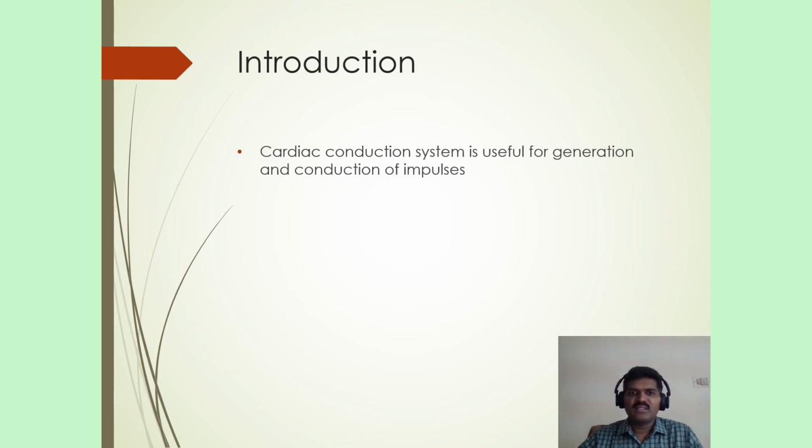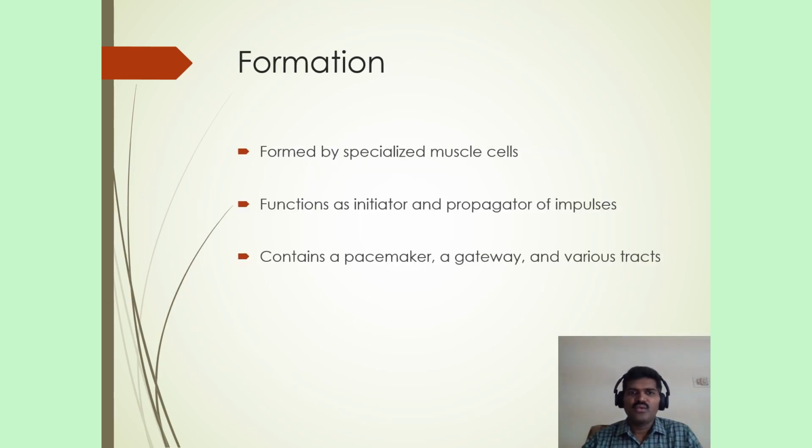So let's begin with cardiac conduction system. Cardiac conduction system is useful for generation and conduction of impulses. It is formed by specialized muscle cells. Functions as initiator and propagator of the impulses. It contains a pacemaker, a gateway, and various tracts which conduct the impulses.